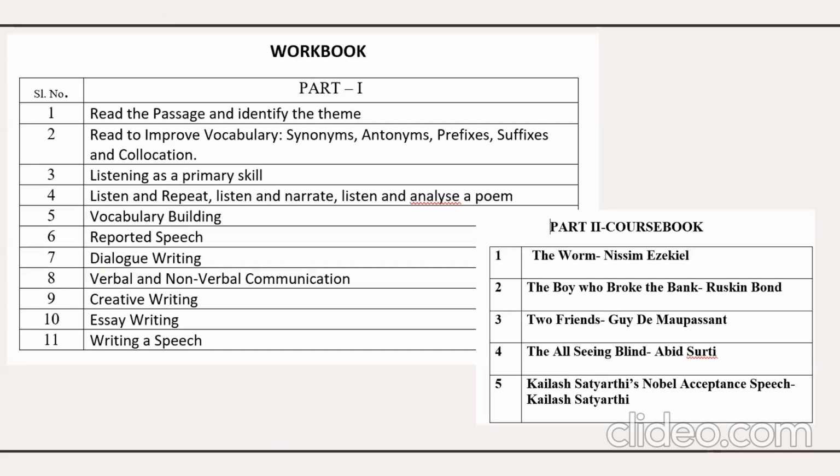Before that, let's have a glance at the syllabus of second semester BA Generic English under BNU, Bangalore North University. You have the workbook for 40 marks, and under the workbook you have passage, listening skills, vocabulary, reported speech, dialogue writing, verbal and non-verbal communication, creative writing, essay writing, and writing a speech. Under the coursebook you have 5 lessons: The Worm, The Boy Who Broke the Bank, Two Friends, The All-Seeing Blind, and Kailash Satyarthi's Nobel Acceptance Speech. So that's a brief idea about your syllabus.